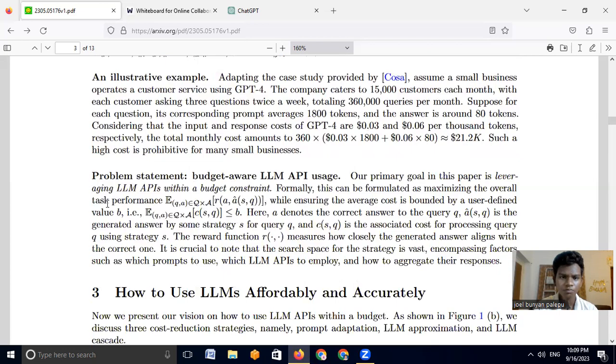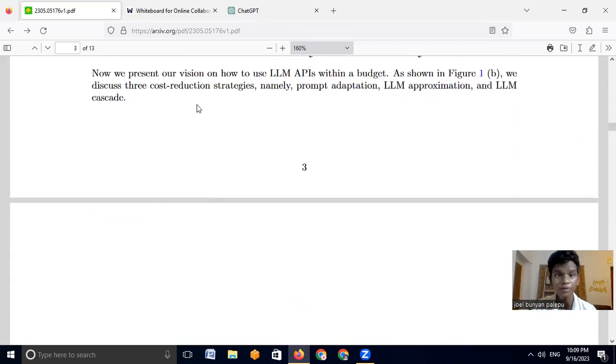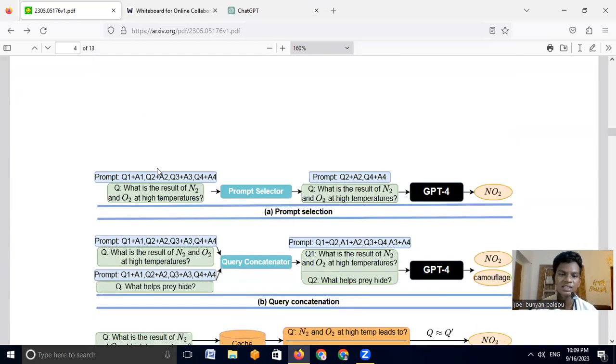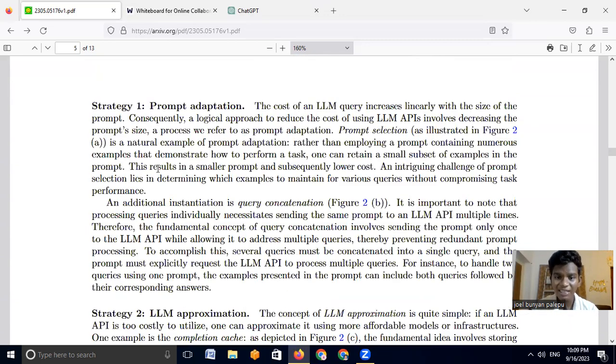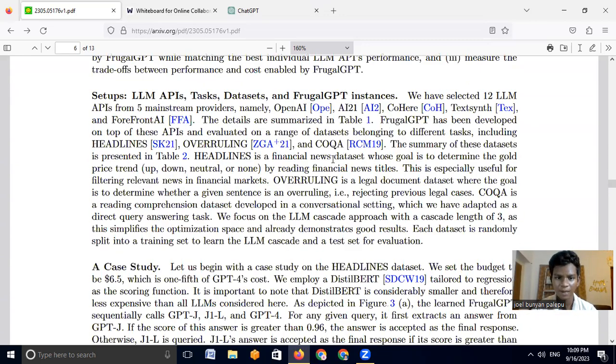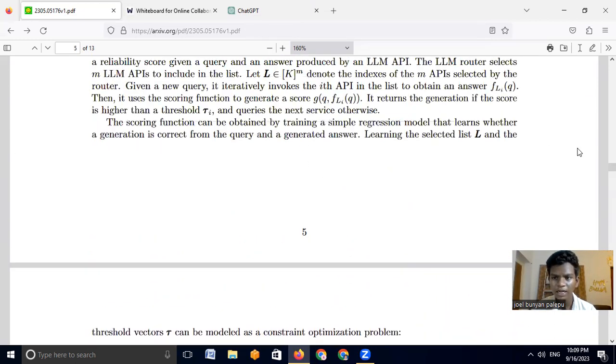Let's see what methods we'll be using in order to build these models such that they are both affordable, accurate, and up to the mark. This is the section where we understand all the things that they will be doing, and we'll be going step by step, one by one. So please stick with me.